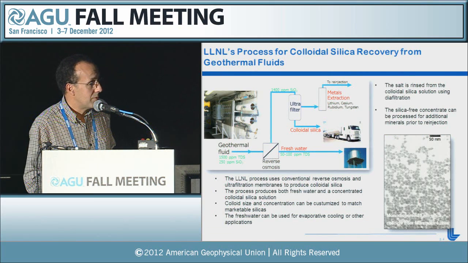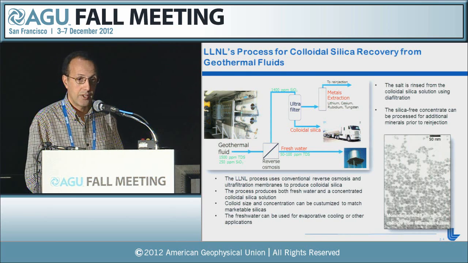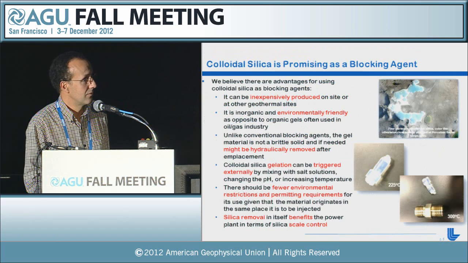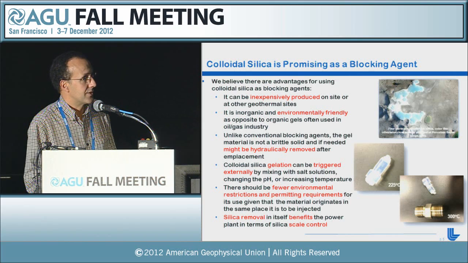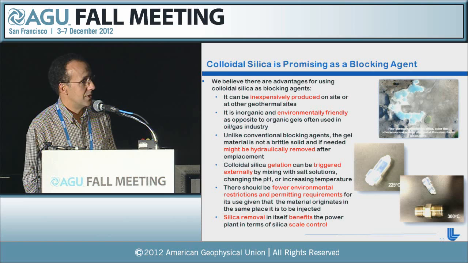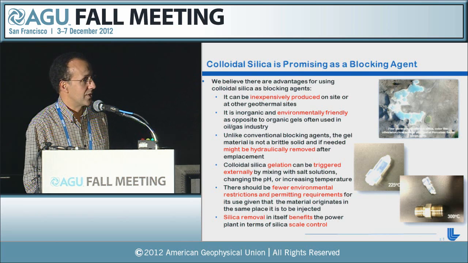Interestingly enough, Lawrence Livermore Lab had a few patents about extracting silica gel from geothermal brine. Bill Boursier has extensively worked on this problem, so we decided why not try to use it as a blocking or diverter agent for enhancing geothermal systems. Colloidal silica is very inexpensive. It's environmentally friendly. It can be removed by hydraulic mitigation. The gelation can be triggered externally by changing the pH, for example, and it has fewer environmental restrictions, and therefore that will alleviate the permitting process.